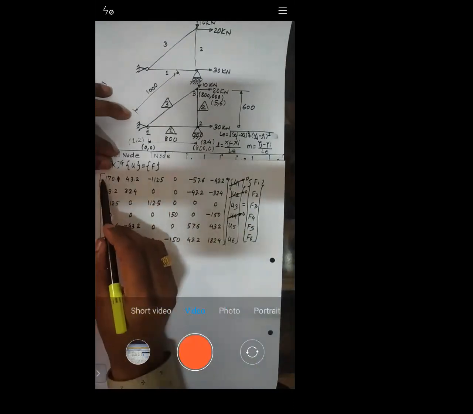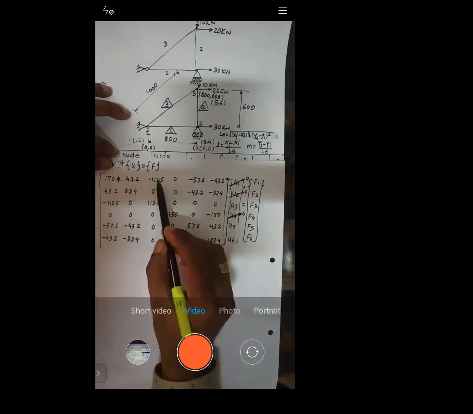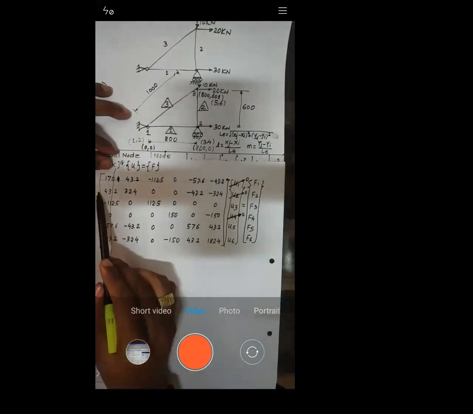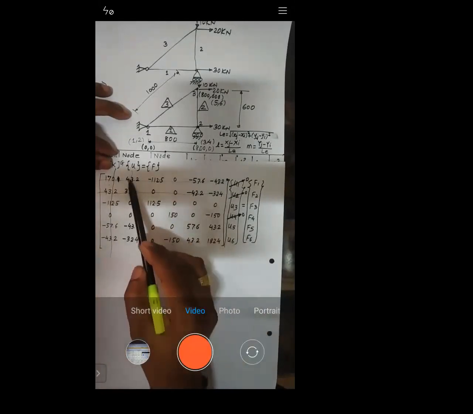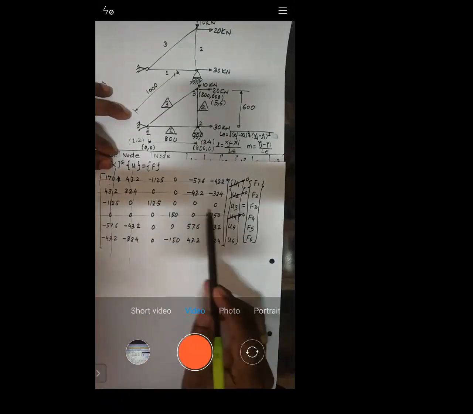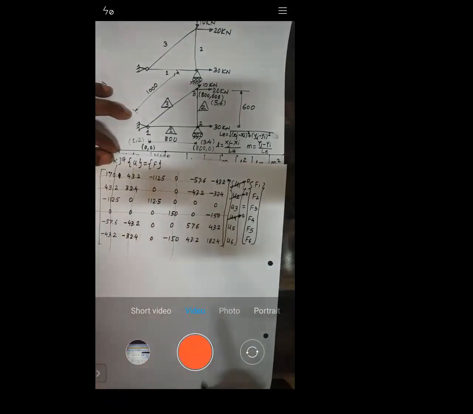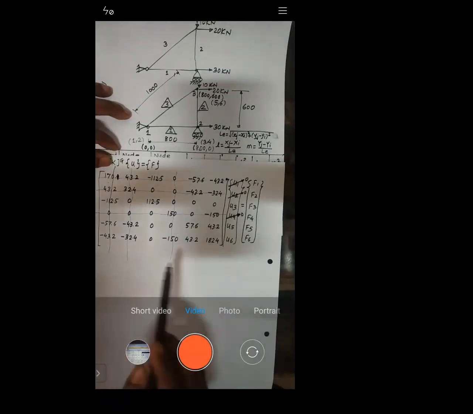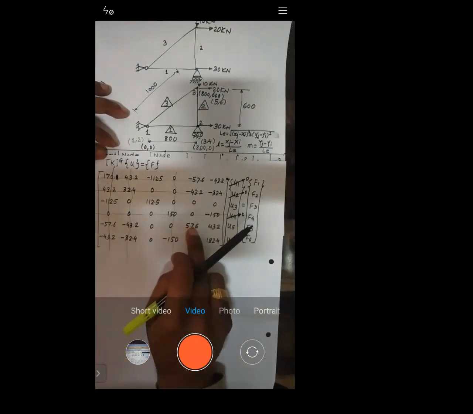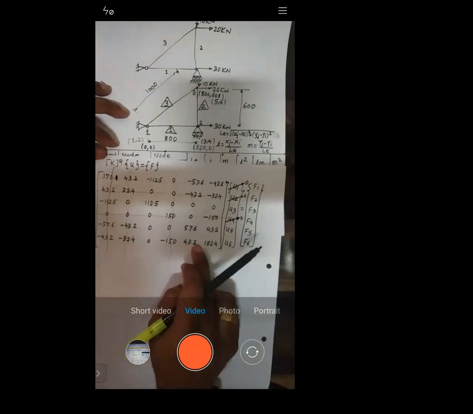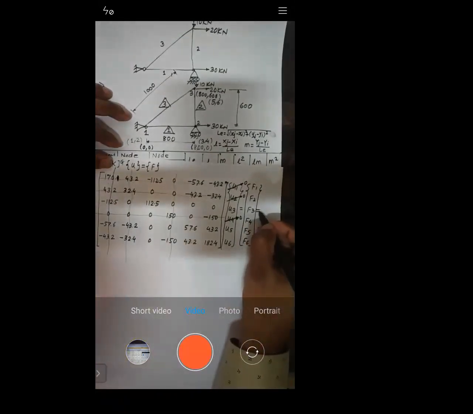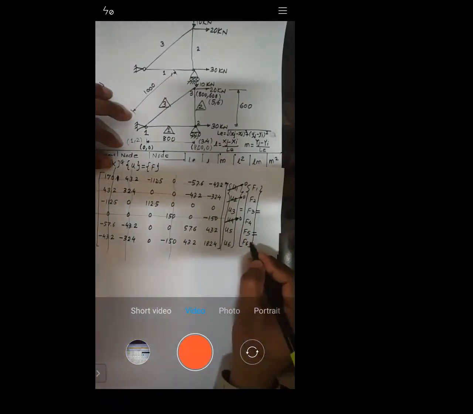So what happens is this. U1 is 0. That's why I'll cancel the first row and the first column. U2 is 0. So I'll cancel the second row and the second column. U4 is 0. So I will cancel the fourth row and the fourth column, right? So what is remaining? It's this one: 112.5, 0, 0, 0, 57.6, 43.2, 0, 43.2, 182.4. Provided we know F2, we know F5, and we know F6, right?